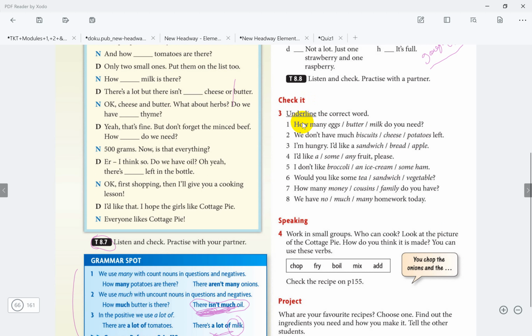For number 3, underline the correct word. How many eggs, butter, milk do you need? So we have here eggs, butter, milk. So which one is the correct? Eggs is the correct one, because we have many for countable. This one not, this one not. And then we do not have much biscuits, cheese, potatoes left. So I'll ask you to do it through Google Meet also. Okay.